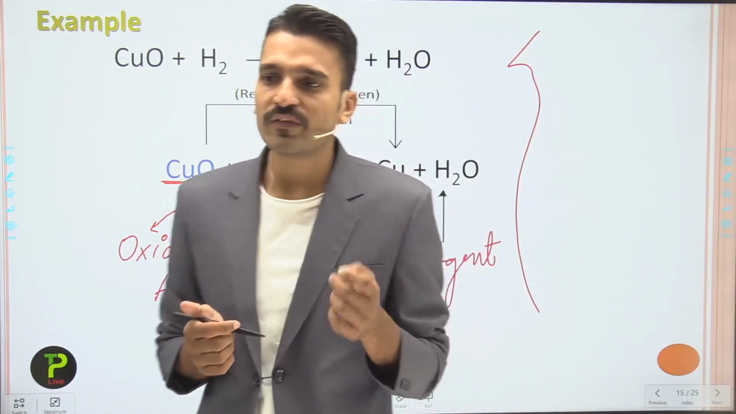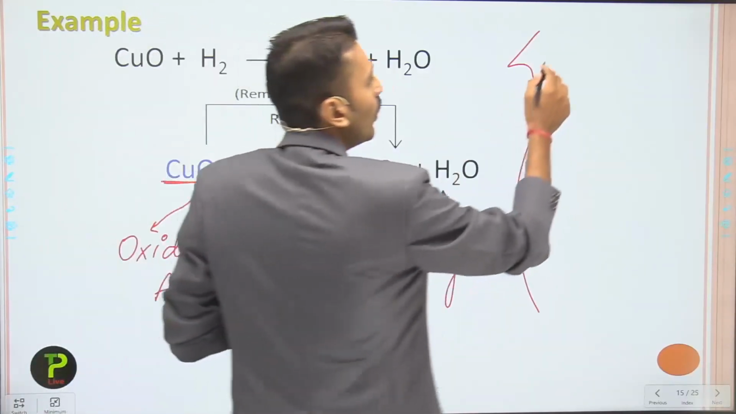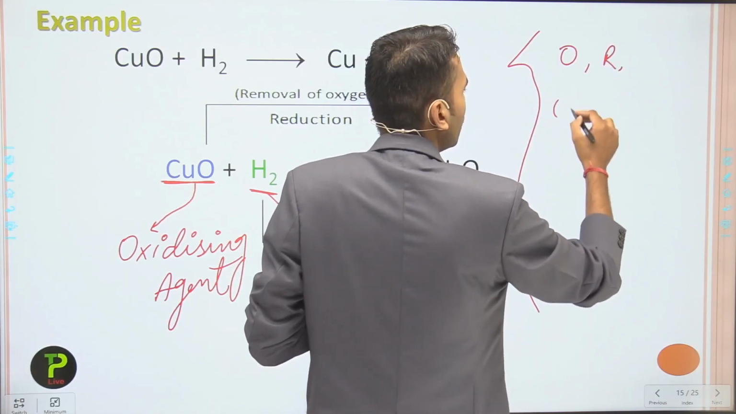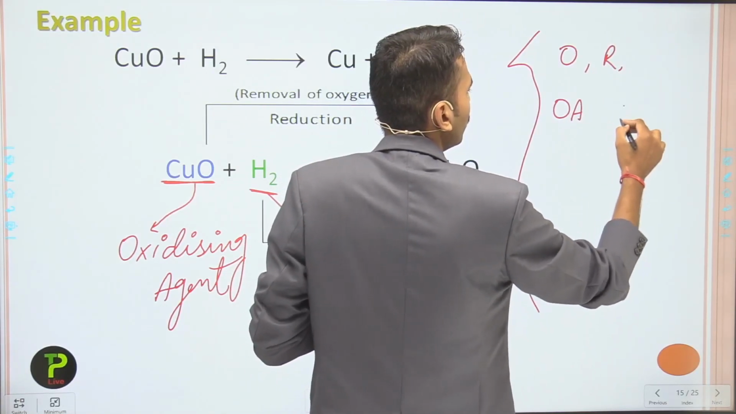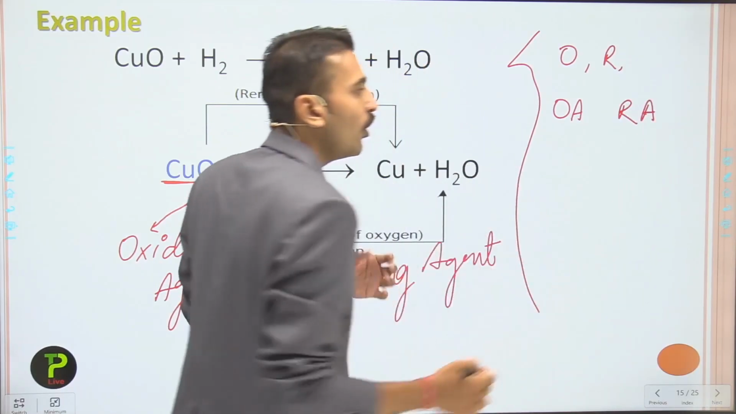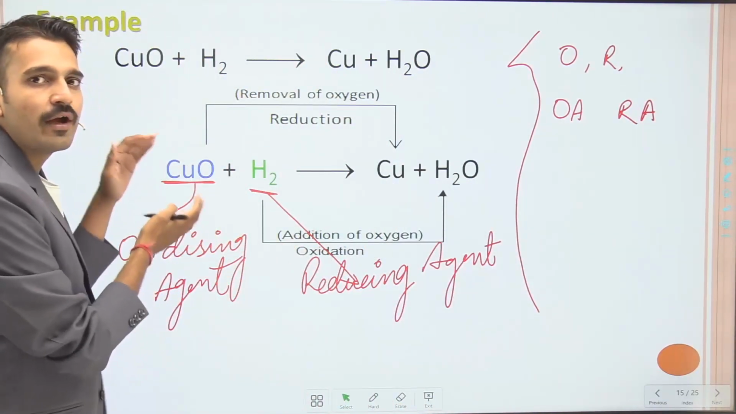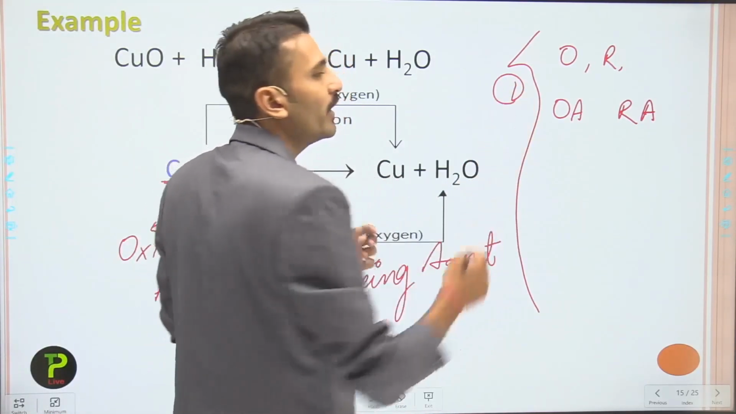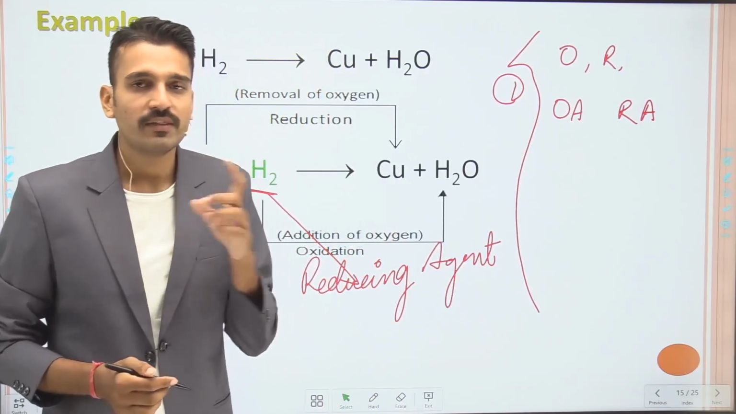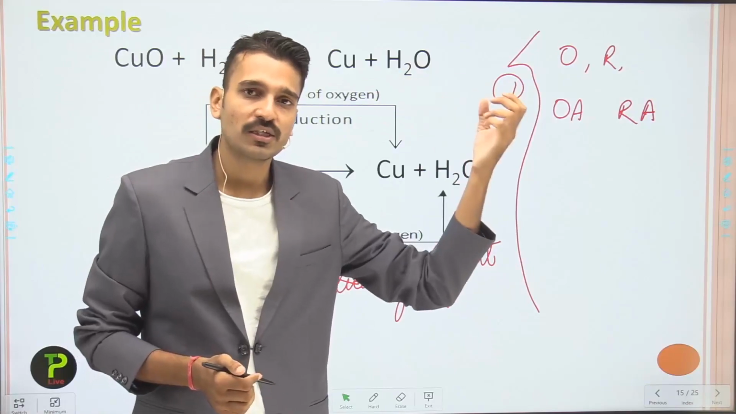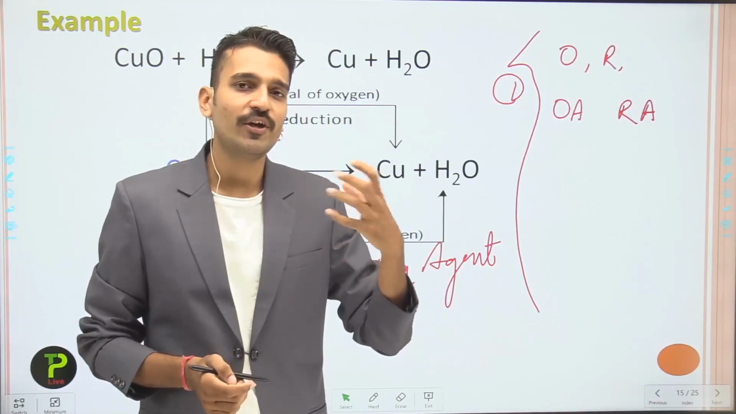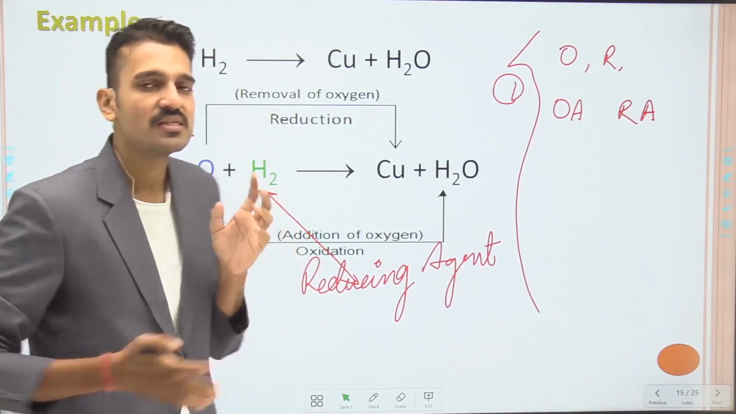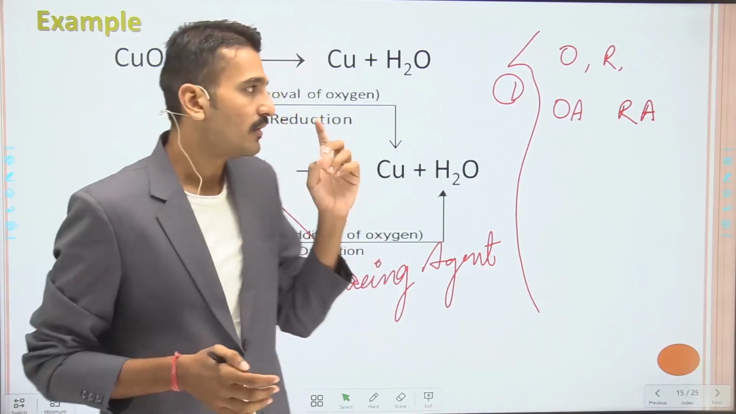So what are the things that you have noticed in this example? First of all, the oxidation and the reduction, the oxidizing agent, the reducing agent, they all come from the reactant side. So this is the first most important condition that you remember: the oxidation, the reduction, the oxidizing agent as well as the reducing agent, they all have to be from the reactant side.